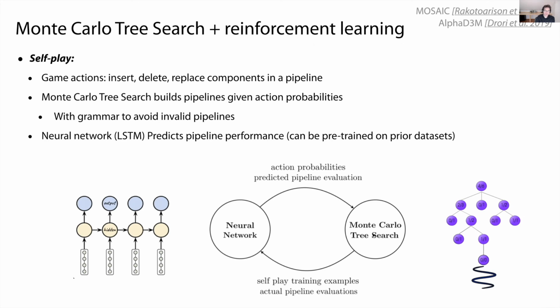So once you have this, you can just do self-play, right? You can keep this running over and over again until the network learns how to build good pipelines for a new task. And the nice thing is that after you've trained this on one task, you can keep the weights and then try it on a new task. And then hopefully that will give you a good initialization for solving the new task faster.